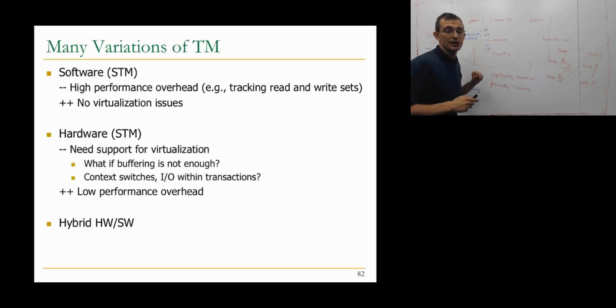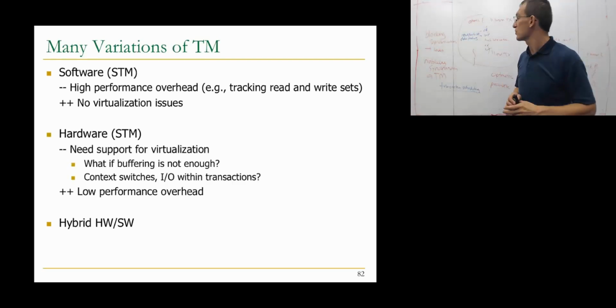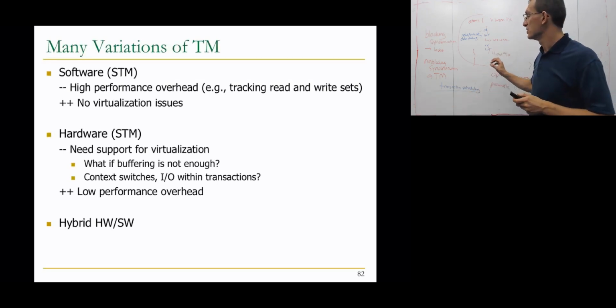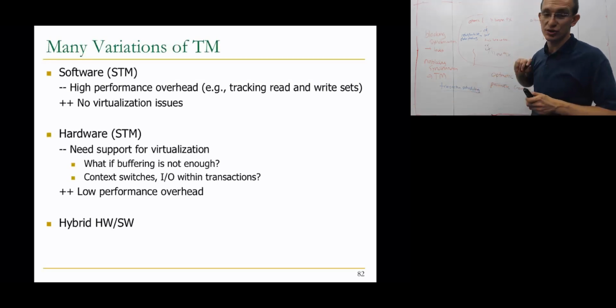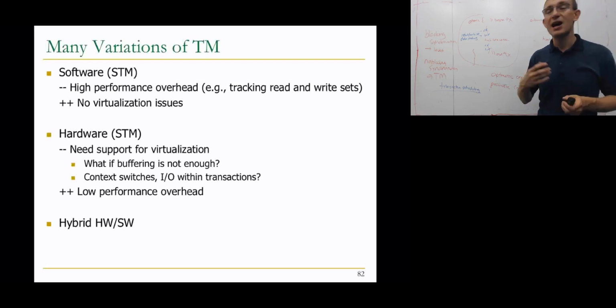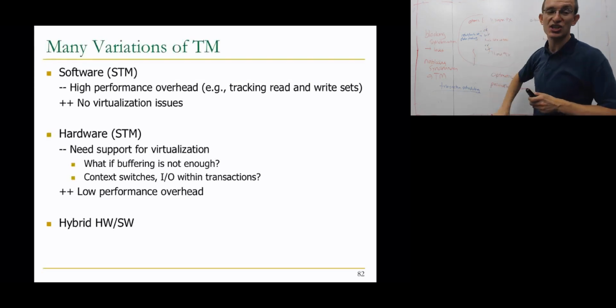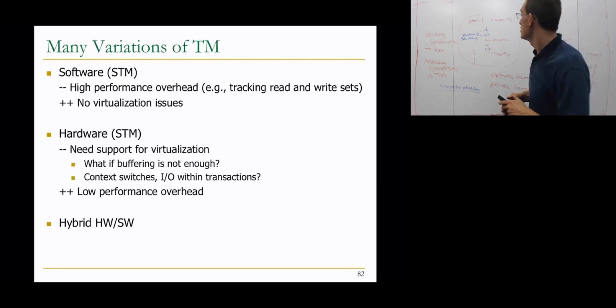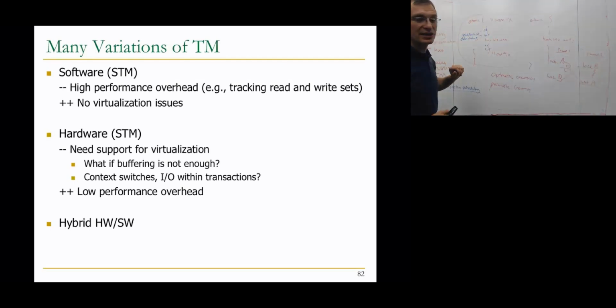On the other hand, for hardware, the upside is low performance overhead. Everything is done in hardware. The coherence protocol, for example, is modified such that you can abort transactions easily. The downside is now you need support for virtualization in hardware. Right? For example, what if your buffering for writes is not enough in hardware? What do you do if you don't have enough buffers for writes? Well, you may need to virtualize.